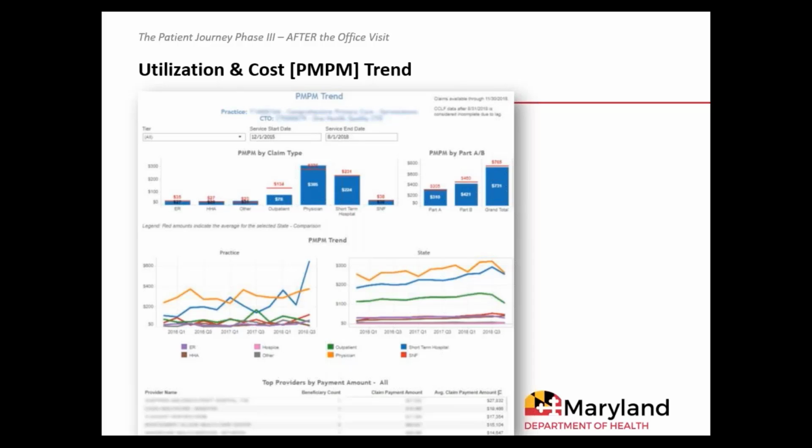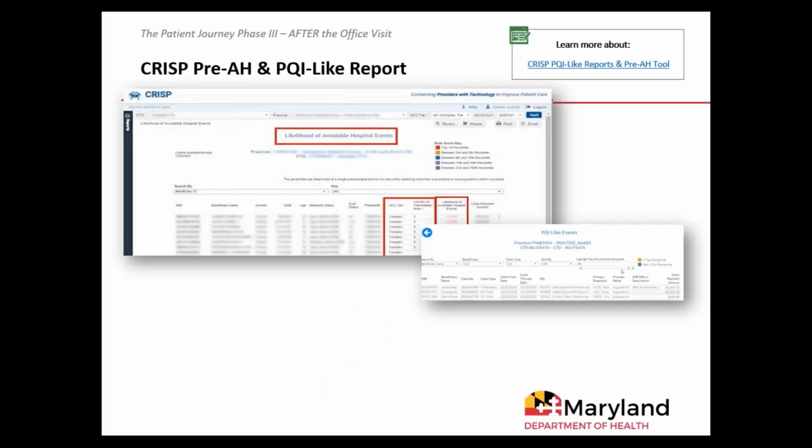Now, it's not a one-for-one correlation, but again, it at least gives you some way to see the impact of the work that you're doing.